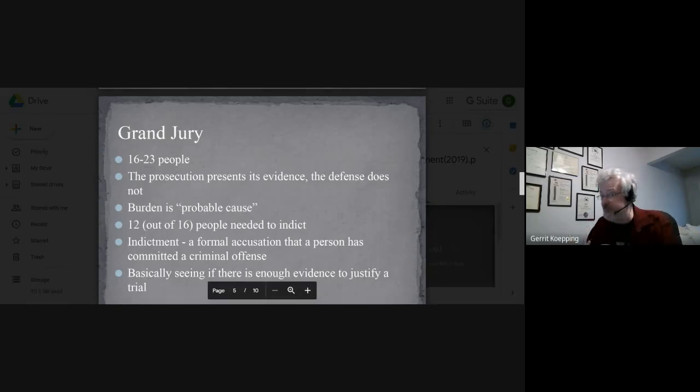Now, again, we don't require this for misdemeanors. We don't require this for traffic violations. We don't require it for civil litigation, but we do require it for felony prosecution. So that's the grand jury protection.